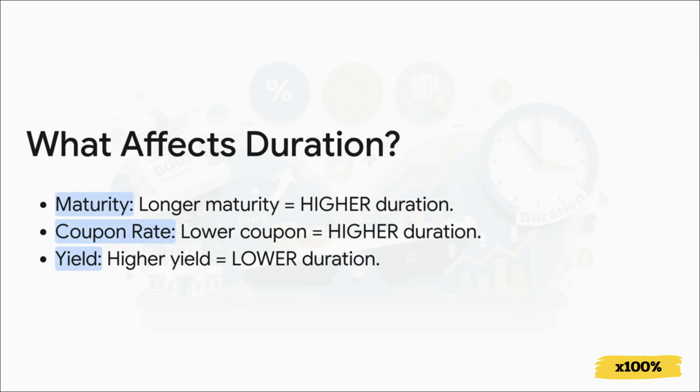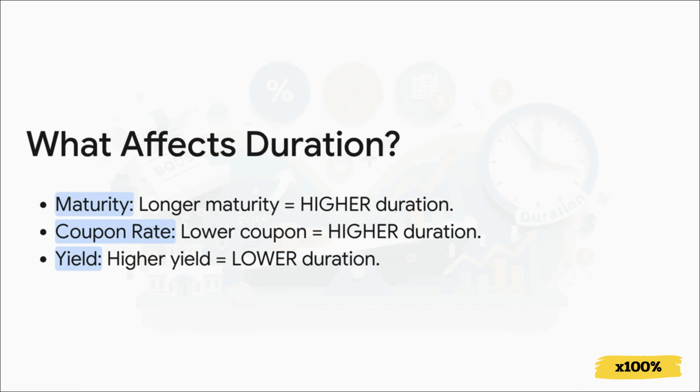A bond with a lower coupon actually has a higher duration. Think about it this way. A bond with a big, juicy coupon is paying you back your money faster through those big interest payments. But a low coupon bond? It just trickles out a tiny bit of cash. So most of your money's value is tied up in that one big payment at the very end. That makes it way more sensitive to rate changes.